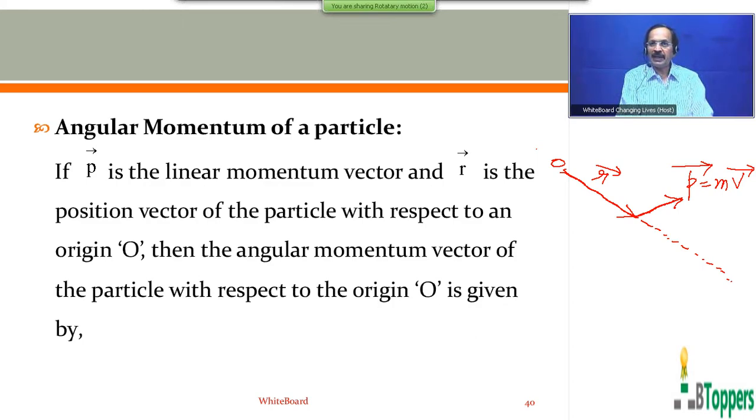The position vector of a particle with respect to origin O of a coordinate system or reference frame is usually denoted by R bar. The direction of the position vector R bar is taken from the origin of the coordinate system toward the particle. The magnitude of the position vector R bar gives you the distance of the particle from the origin of the coordinate system.